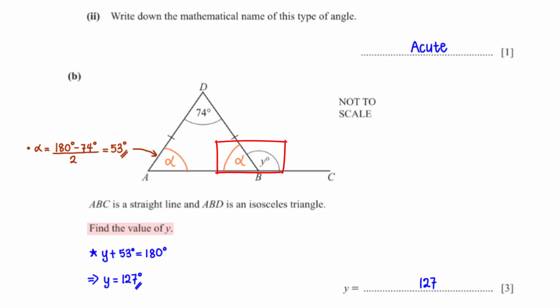Angles on a straight line add up to 180 degrees. So we have y plus 53 degrees equals 180 degrees. When we subtract 53 from both sides, we get y equals 127 degrees.